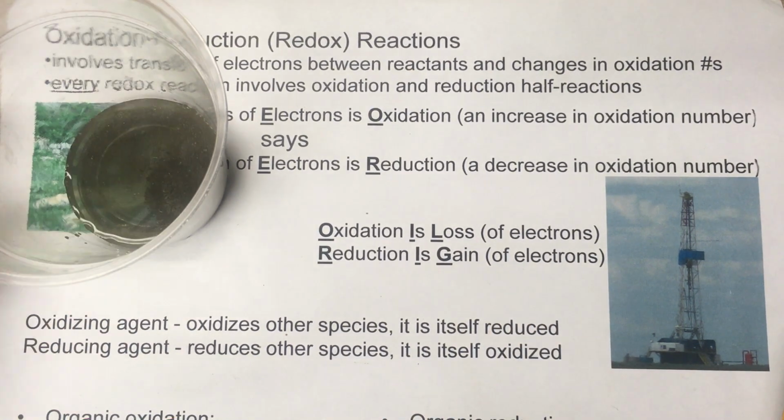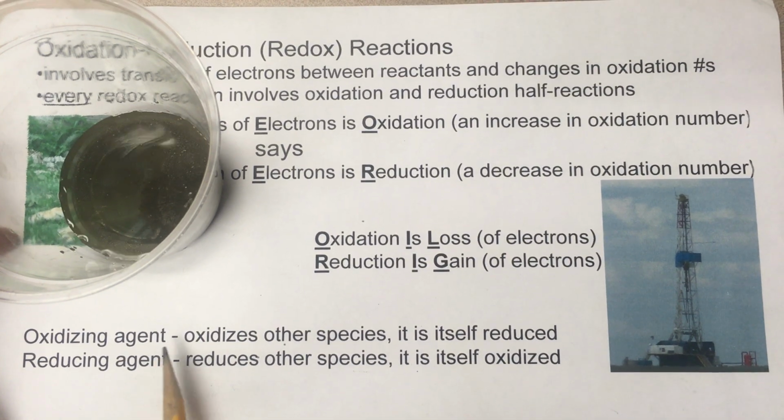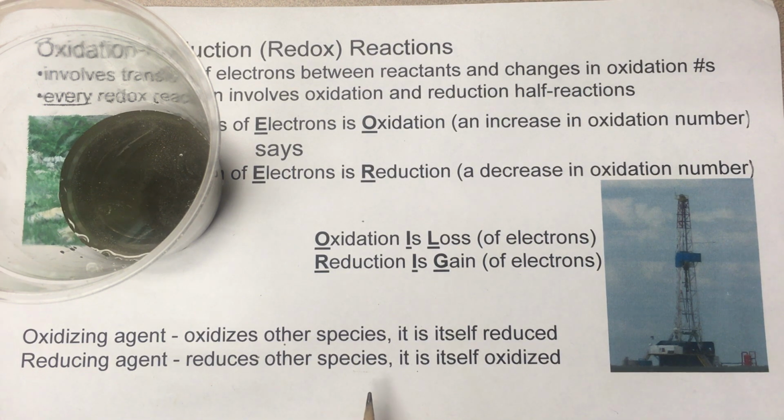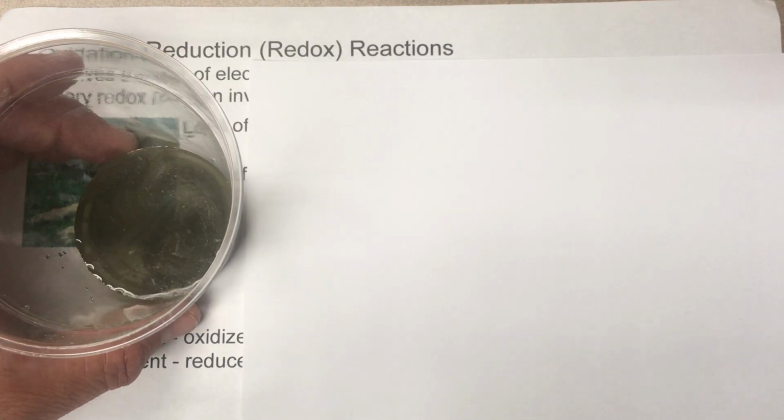Some other terms we want to bring into play here is oxidizing agent. These are things that oxidize other species. They themselves are reduced. And reducing agents, which reduce other species, and they themselves are oxidized. So now you can see over in the corner here that this solution has actually turned pretty dark as this redox reaction takes place.